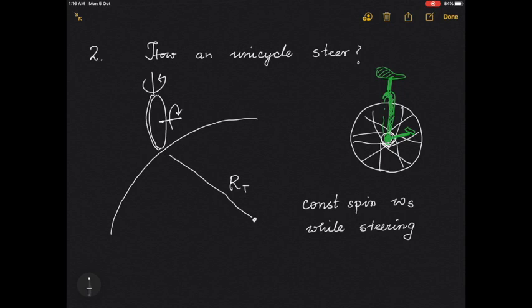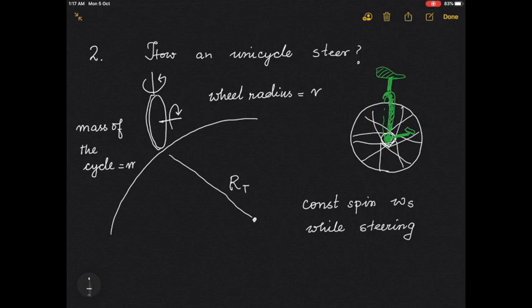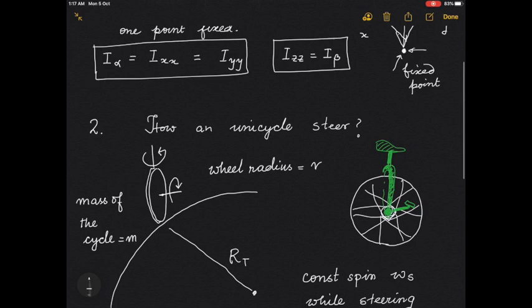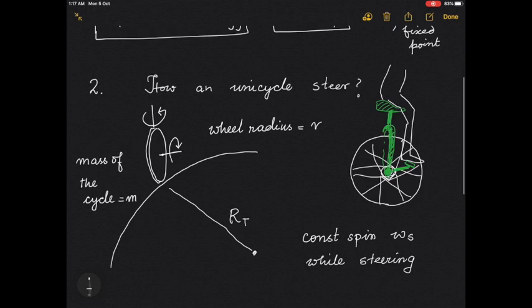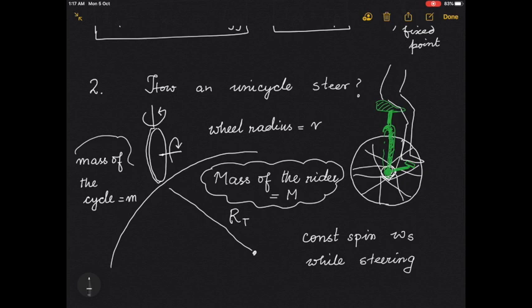So let's assume the wheel radius is small r, which is obviously a fixed quantity. The mass of the cycle is small m, and you can imagine there will be a rider on top of the cycle. The rider will be sitting like this. And the mass of the rider is, say, capital M. So these are the parameters given to you to work out this example.